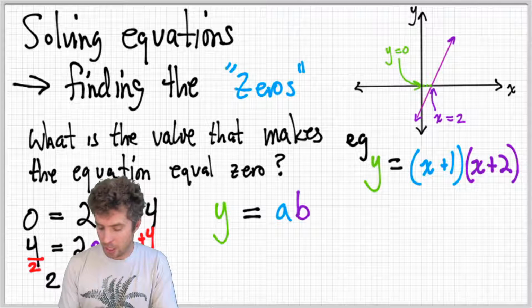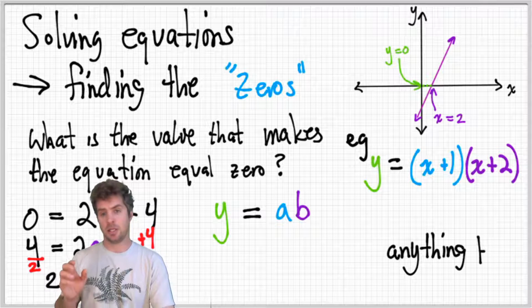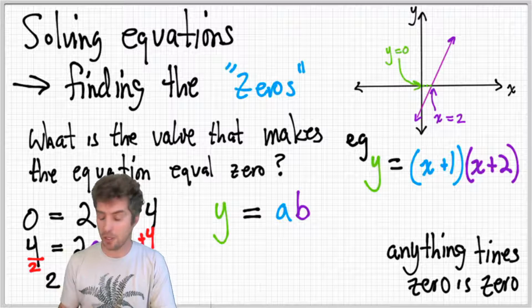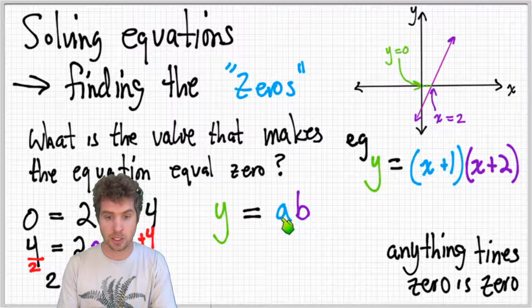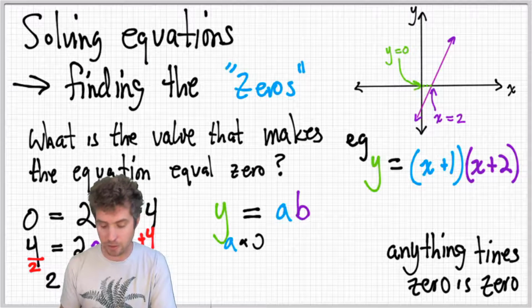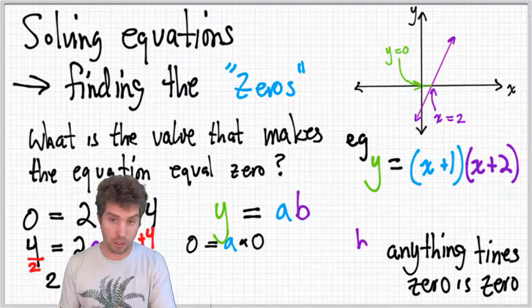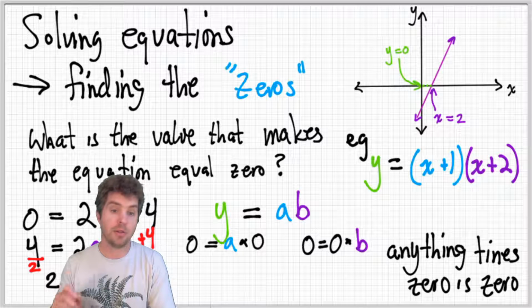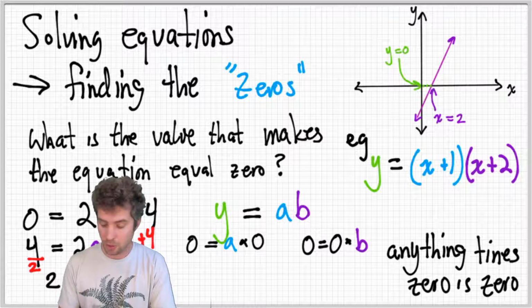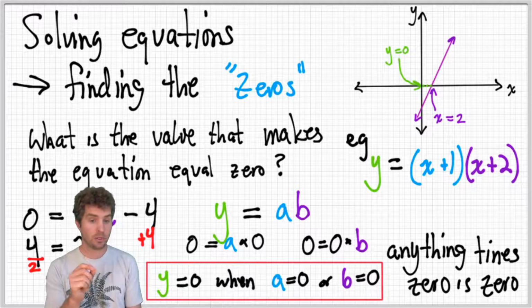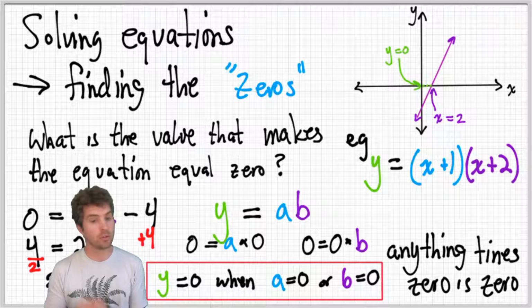And the important thing that we're going to think about in this case is the idea that anything times 0 is equal to 0. Okay, so what we can do is in an equation like a times b, or something times something else, if we do a times 0, then that equals 0. If we do b times 0, then that equals 0, right? So y is equal to 0 anytime that a equals 0 or b equals 0.